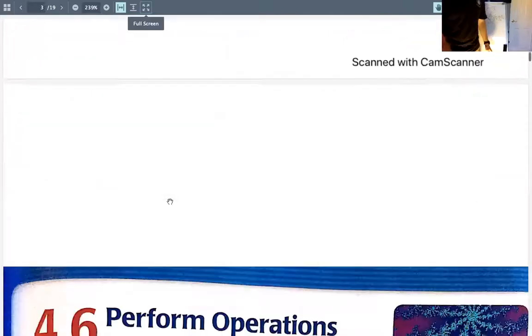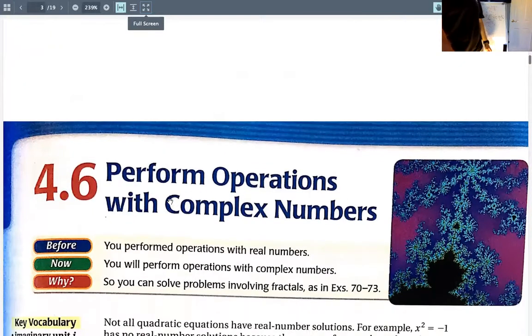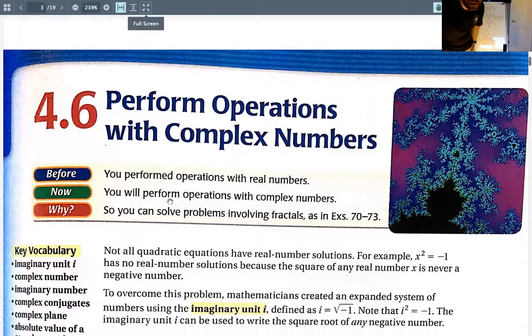All right, so today, look at that. Perform operations with complex numbers. Look at that fractal there. Does anybody recognize what that is? That's a snowflake fractal. That is a special function. We're going to talk about that in an example, I think, next week. So, complex numbers. Okay, here we go.